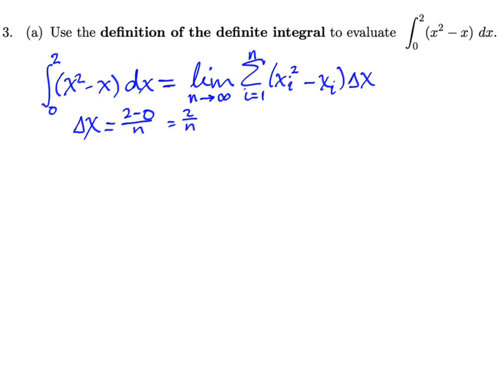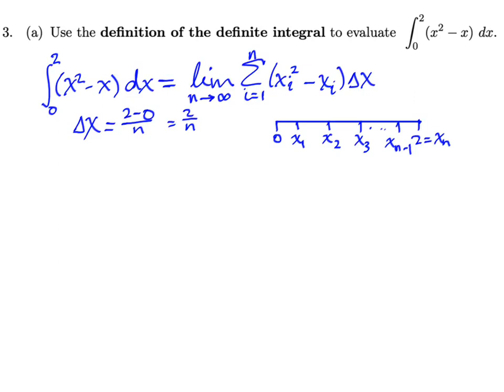Now, to get the right endpoints, let's just visualize where they are. We've got this interval from 0 to 2. We've got a bunch of subintervals. The right endpoints of these subintervals are x1, x2, x3. Those are the right endpoints. And they keep going. There's an x sub n minus 1, the second to the last one, and then the very last right endpoint is 2, and that's xn. So there are n right endpoints.